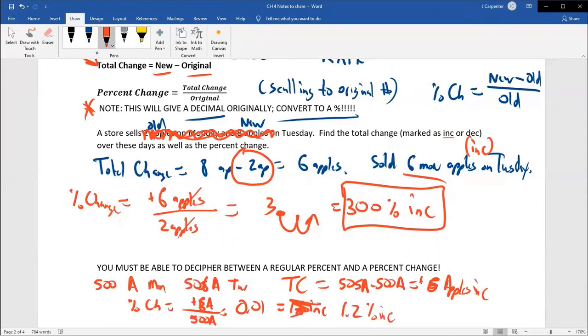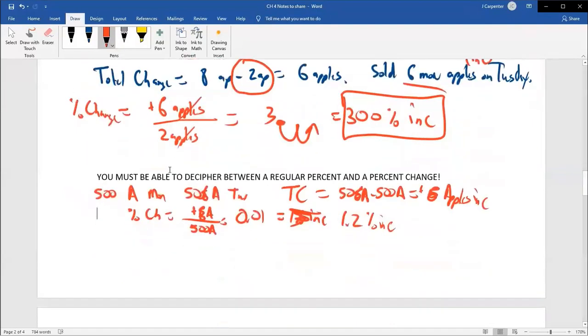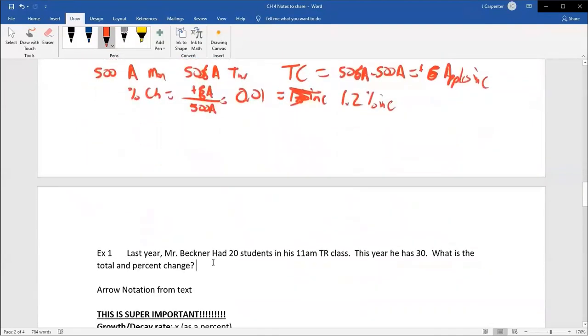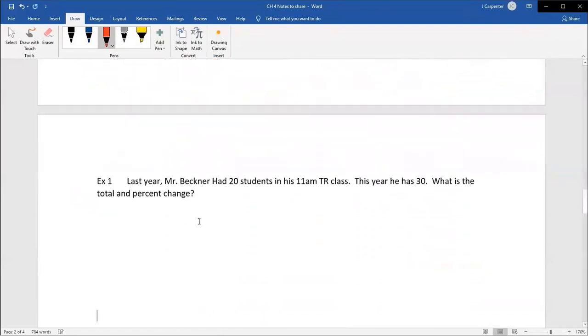So the total change of the Kroger apple sales in these two scenarios, 506, I just changed it so that they'd be the same. It still sold 6 more apples on Tuesday, but because they sold so many Monday, the percent change feels almost insignificant. It was only 1.2% more, whereas this corner store sold 300% more. Big difference. All right, let's try out another example like that.